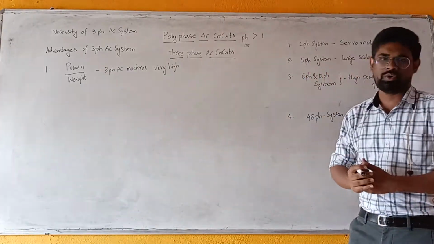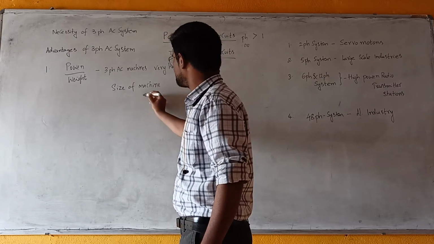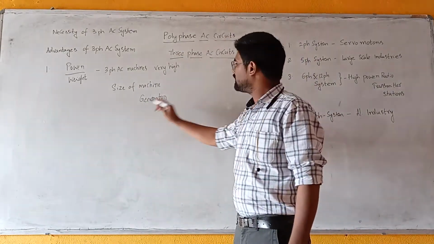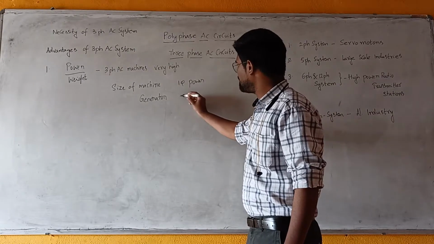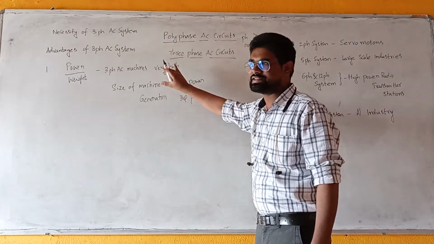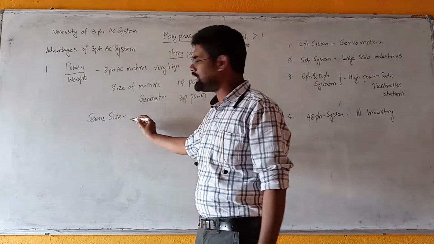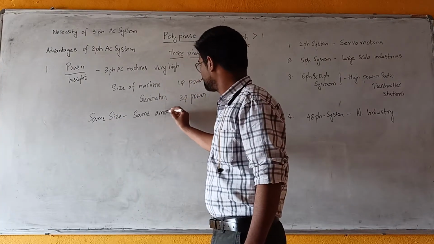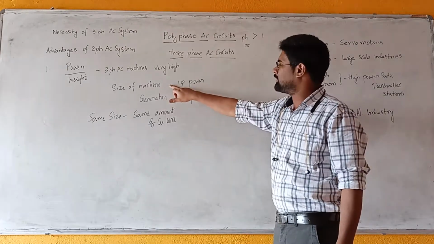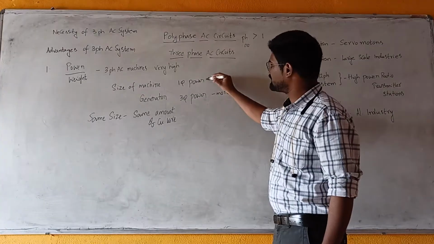Now, what is power to weight ratio? For a given size of machine, say for example the machine is a generator, if we compare the single-phase power and the three-phase power for the same size of machine, meaning the same size of AC machine indicates the same amount of copper wire is used, then three-phase power is more when compared with single-phase power.